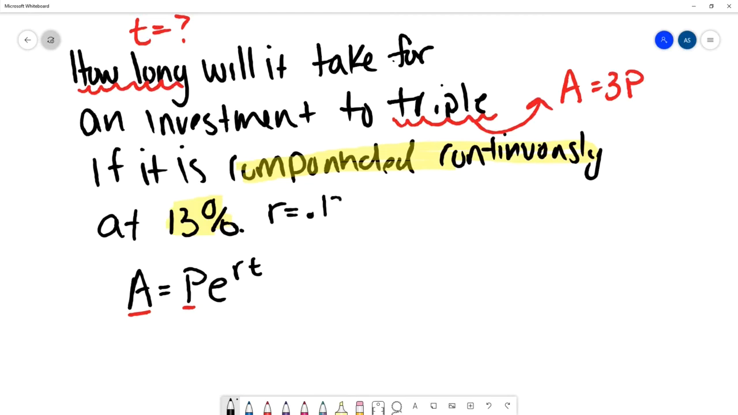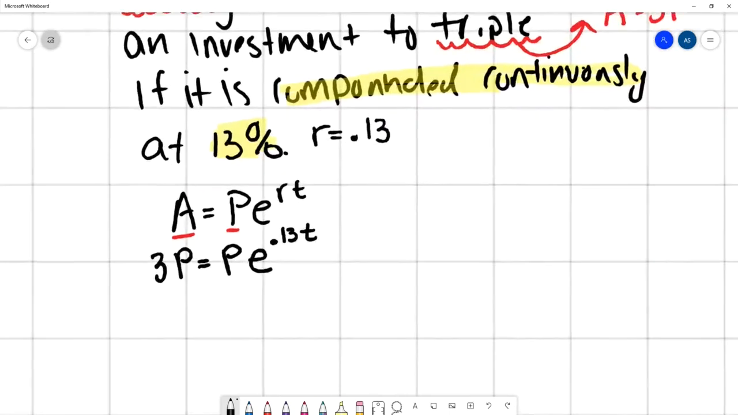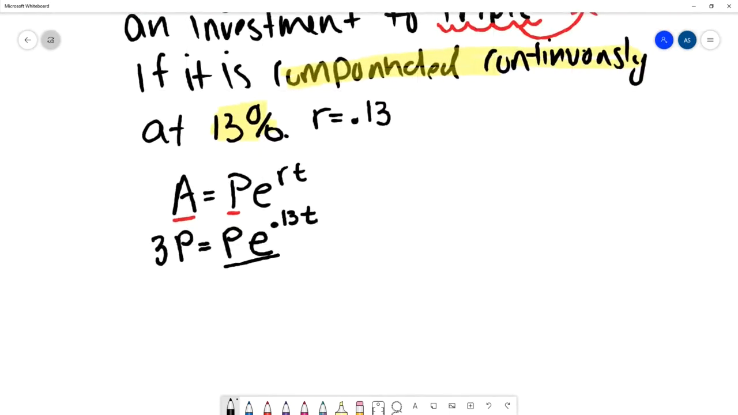And we're going to substitute this information about the rate. The rate will be 0.13, 13%. So we will have triple our starting amount with a rate of 13%. And this is going to allow us to solve for time. We'll divide both sides by P, get e to the 0.13t equals 3.